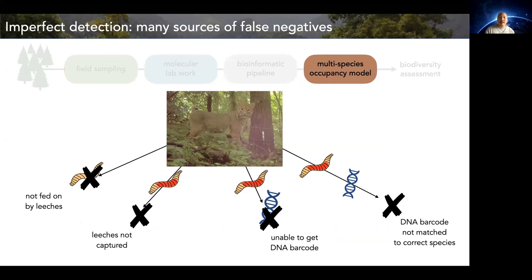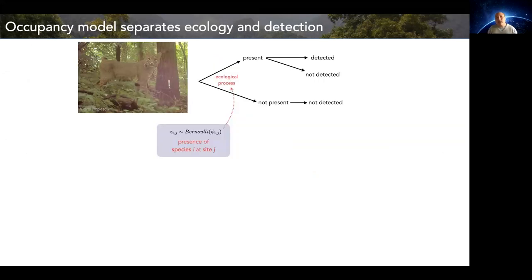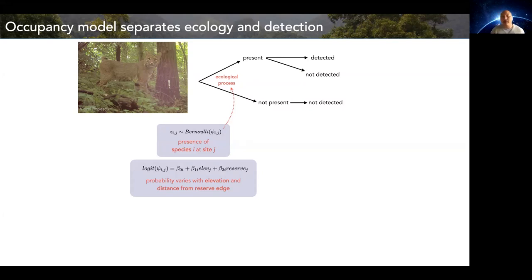Finally, we took these data tables and made a multi-species occupancy model. Let me go over that very quickly. Occupancy models separate the ecological process from the process by which you observe that ecology. So you're in a place and a species is either there or not there, and there's some probability that it is there. In our case, we chose two variables, elevation of the site and distance to reserve edge, to model whether or not a species is present.